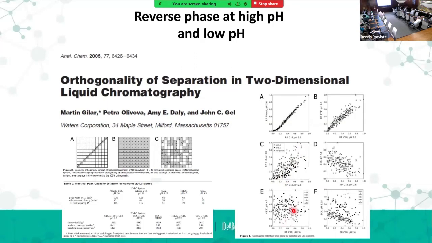So I went this route of looking at HILIC, hydrophilic interaction, and reverse phase. And that looks more like a shotgun blast. So that scatter says these are really not correlated. We're going to fractionate like this. And that's just really hard. HILIC doesn't work well. It's technically not as easy as reverse phase.